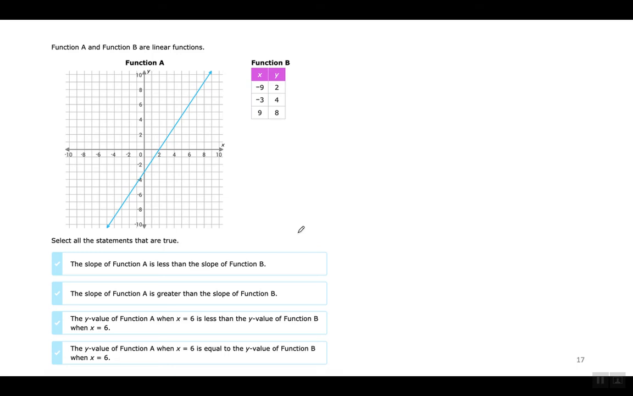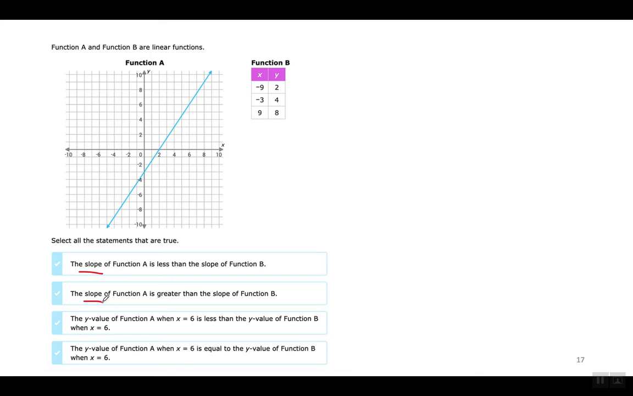Now these are the questions you're going to have in the challenge zone, just like in the last IXL that we did, where you have to select all the statements that are true, and there may be more than one correct answer. Sometimes it only has one correct answer, though. So, okay, the first thing we have to compare are the slopes here.